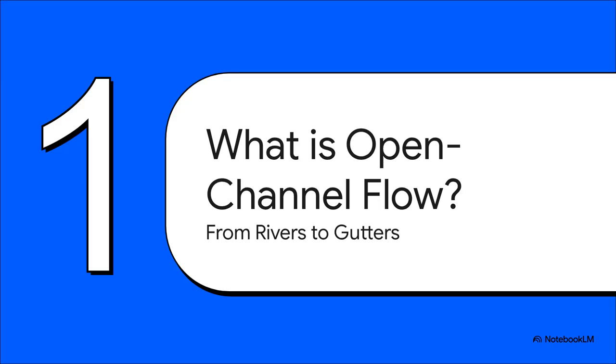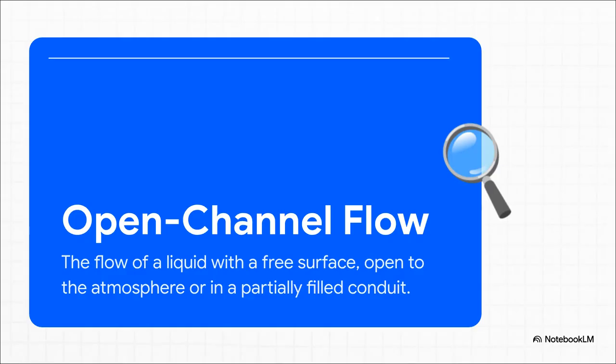Part 1. What is open channel flow? And this idea applies to pretty much everything from huge natural rivers all the way down to the simple gutters on the side of the road. Here's the textbook definition. But the key phrase, the only thing you really need to remember, is free surface. All that means is the top of the liquid is touching the air. So think of a river, a canal, even a sewer pipe that isn't completely full. If there's air above the water inside whatever it's flowing through, that's open channel flow.